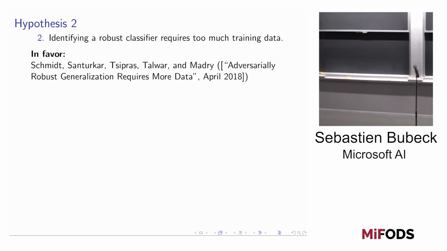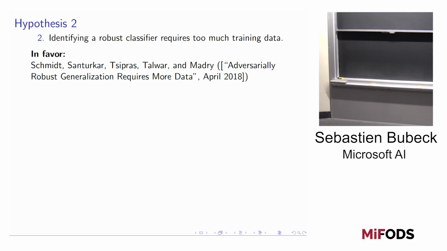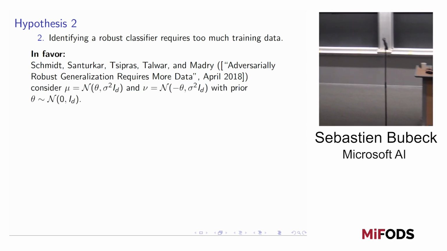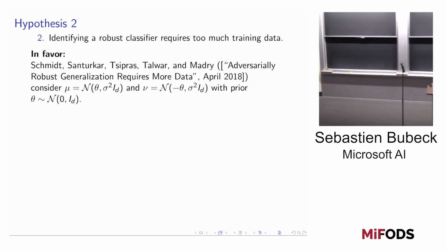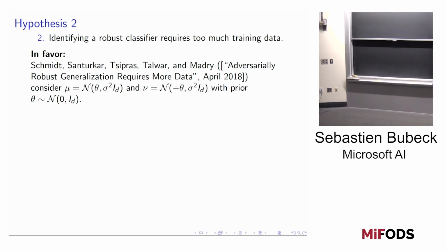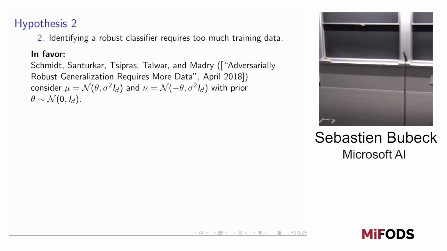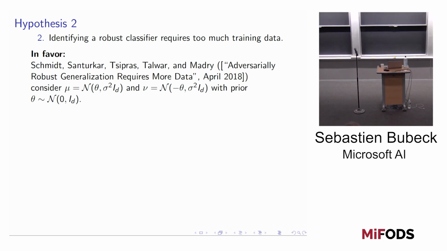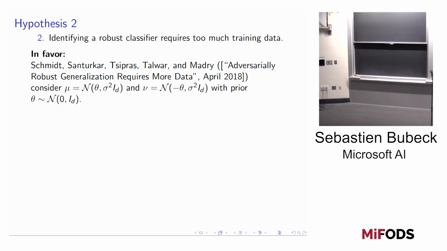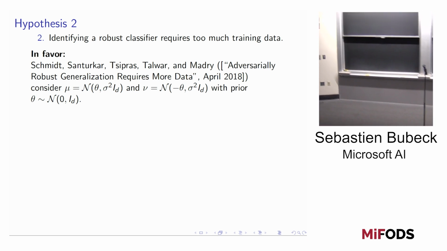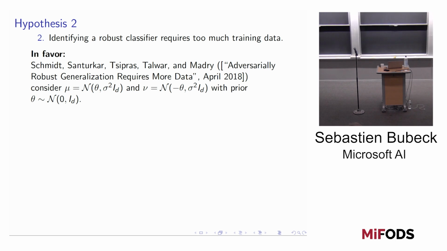So let's see what is the example. The example is pretty nice. Let's consider the following task. We have two distributions. These are two Gaussian distributions, OK? One is centered at theta, and the other one is centered at minus theta. And theta is also a random Gaussian.